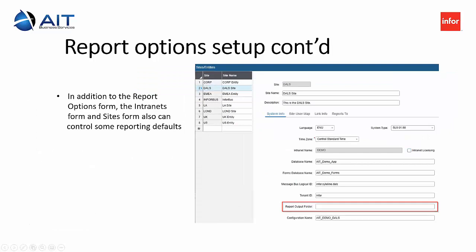On the sites and entities form, or just the sites form, depending on your version, you can also set the default report output folder as a global option for sending your reports to a specific directory. Of course, any report options record that also has an output directory defined would override this value.